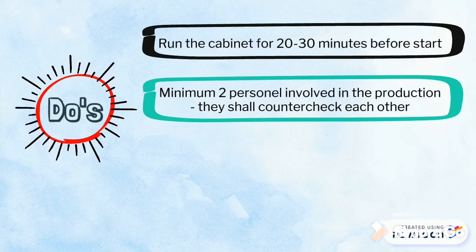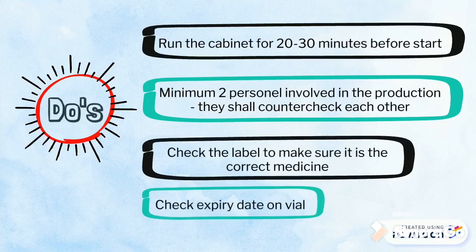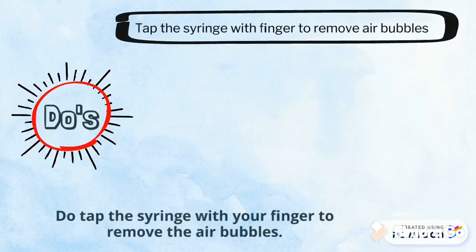These personnel shall counter-check each other in terms of accuracy of measurement. One must check the label to make sure it is the correct medicine. One should check the expiry date on the vial. Do tap the syringe with your finger to remove the air bubbles.